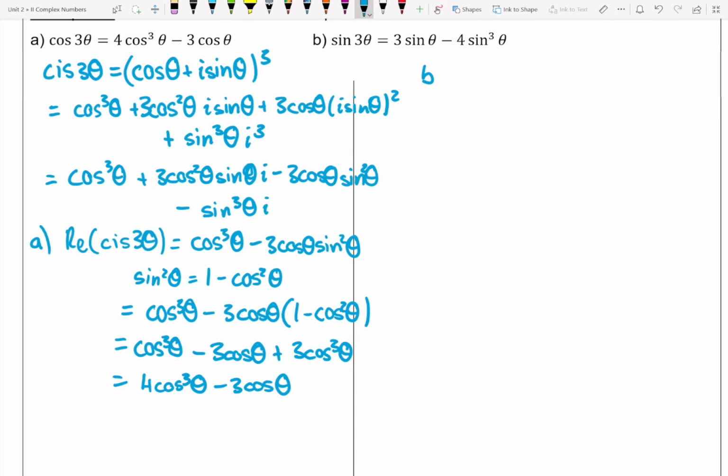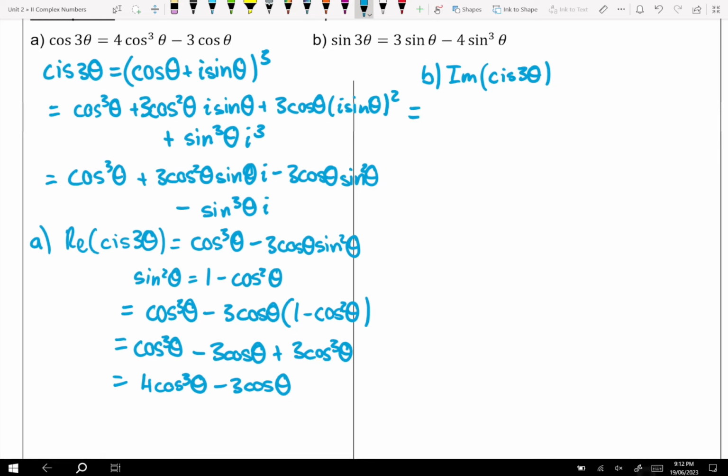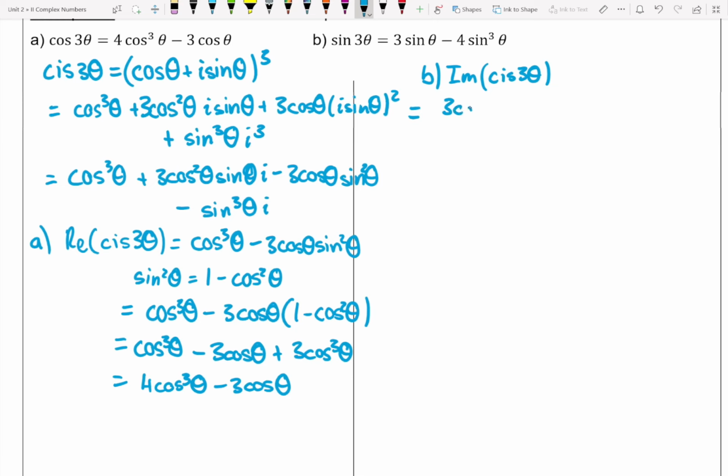All right, let's finish this off with part B. So now we're looking at the imaginary component of cis 3 theta. So that's going to give us our 3 cosine squared theta sine theta. Notice that I've omitted the i because we're using the imaginary function, so the i doesn't come with it, minus sine cubed theta. And just like in our part A, we have no cosines up here, so we're going to replace cosine squared with 1 minus sine squared.